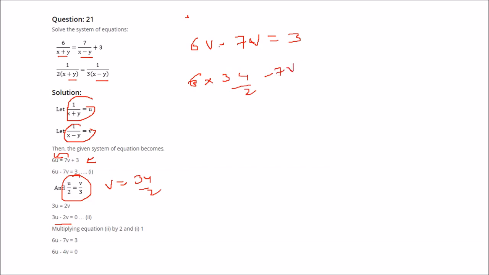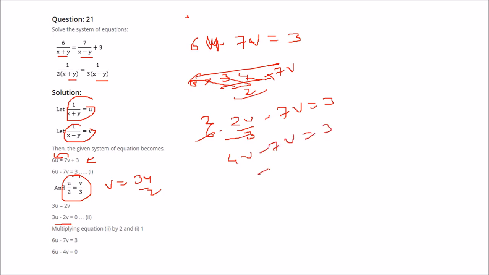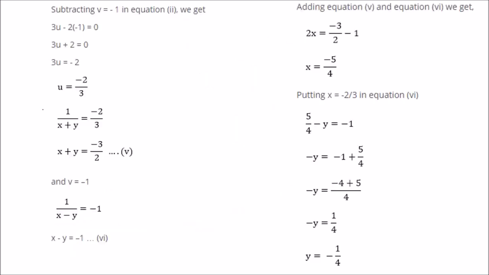Or let me write u equal to 2v by 3. So 6 into, in place of u I'm writing 2v by 3, minus 7v equal to 3. So 3 twos are 6, 2 twos are 4, 4v minus 7v equal to 3. This is minus 3v equal to 3, so v becomes minus 1. Now put this v equal to minus 1 here. What do you get? u will be equal to minus 2 by 3.